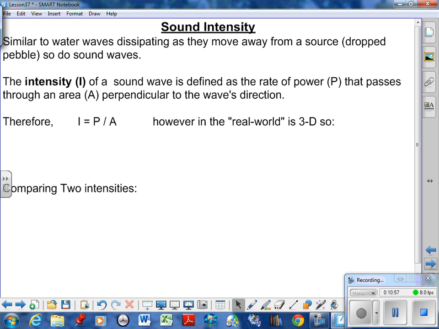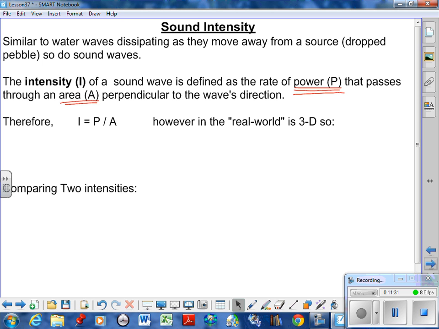So let's talk about sound intensity for a second. So similar to water dissipating, okay, the waves, they get less and less as they go outward. Sound waves are the same idea. So the intensity, I, of a sound wave is the rate of power, and we talked about power in Unit 3. Okay, so the power of the source passes through an area. Okay, area is the other component, perpendicular to the wave. So we end up with the formula I equals P divided by A.